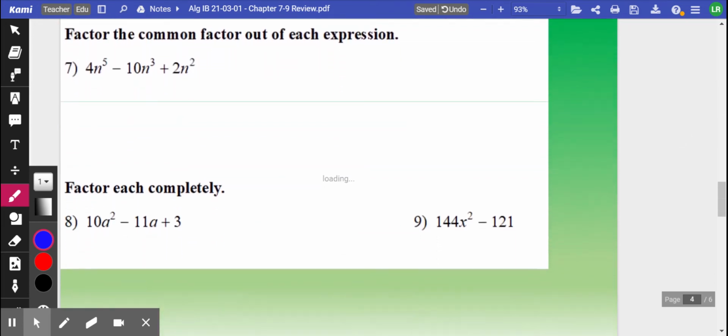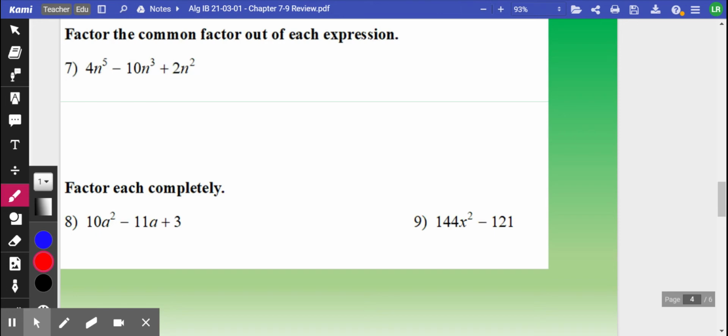All right, our next section is factoring. You would pause the video and complete these 3 problems. All right, this first one is just factoring out a common factor.